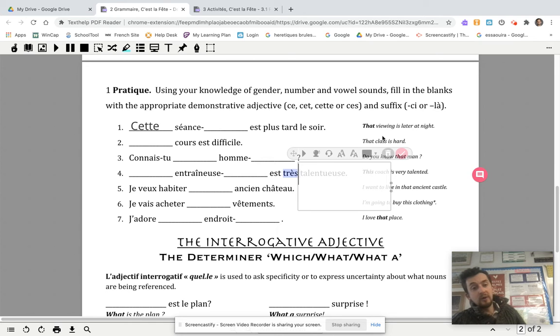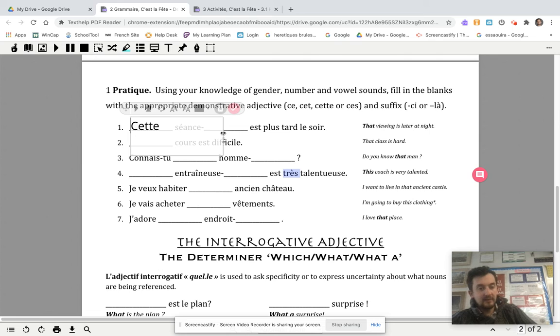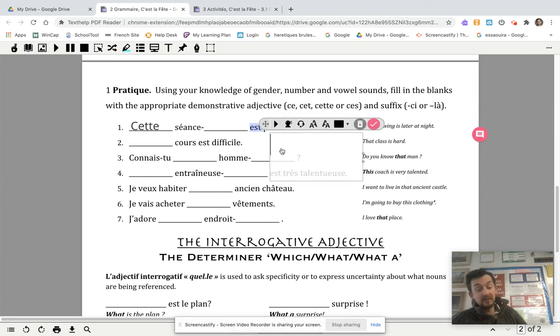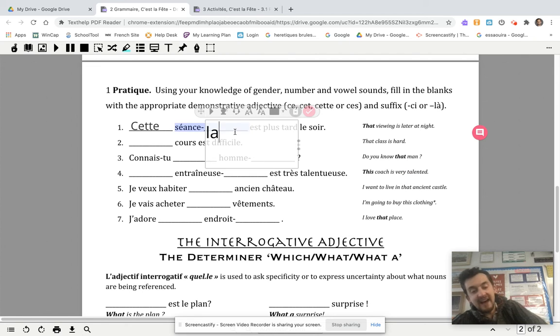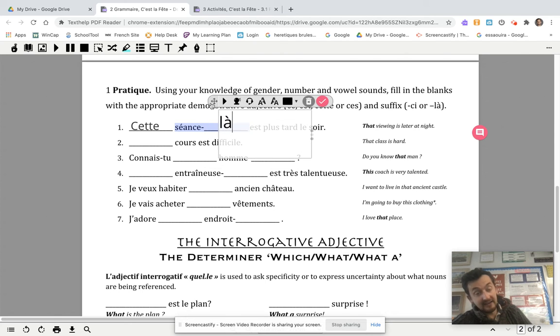D'accord? So, cette séance. Here's a mistake people often make: they'll say, oh, I have to fill in the second blank with something. What do I do? And they'll just add something random because they're not sure. For this activity on the quiz, you will have to look at the English. So eyes over to the right, that viewing is later at night. We're referring to that viewing mentally. We're setting it apart as further away from us. This doesn't have a physical distance from us. So I know if it's that, it's got to be la that I add, not si.